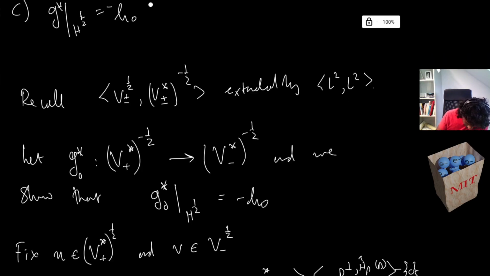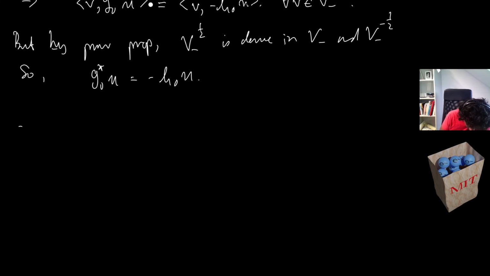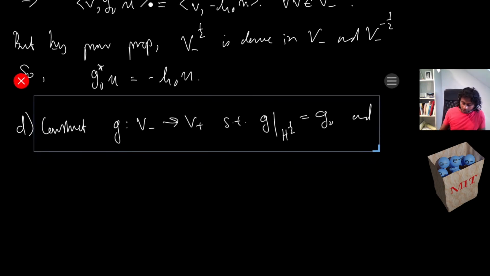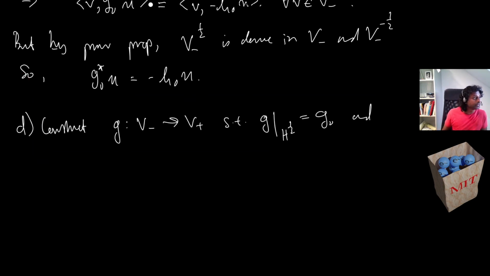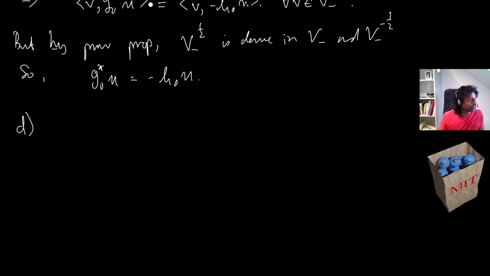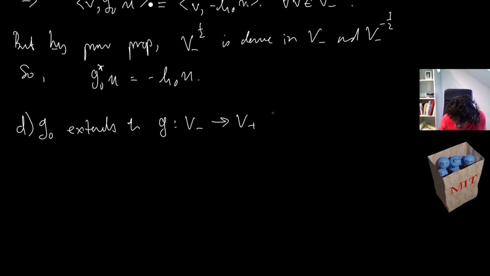Let's see. So now in D, we have what? We have this. So construct a G such that G restricted is equal to this G naught. Okay. Maybe actually I'll rephrase that. I should say G naught extends to a G: V minus to V plus bounded, such that G extended means exactly that. This, right?